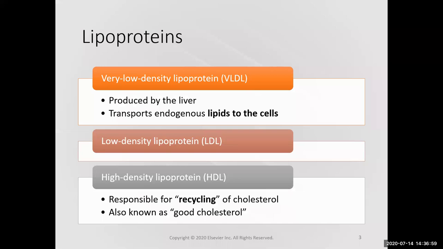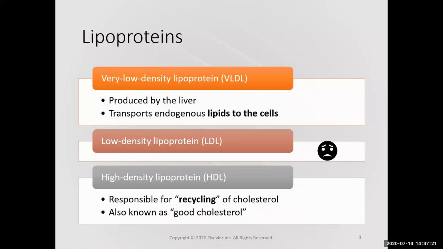We have very low density lipoproteins, which are really not that bad. They are produced by our liver, and they transport our endogenous lipids to the cells. So we really should have some of those. Then we have low density lipoproteins and high density lipoproteins. You've probably heard of this as LDL and HDL.